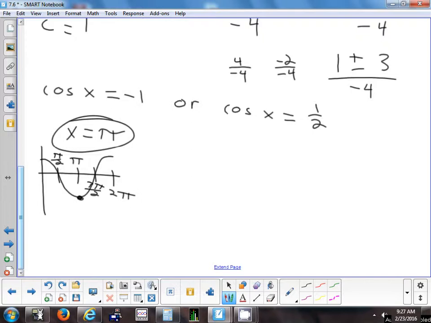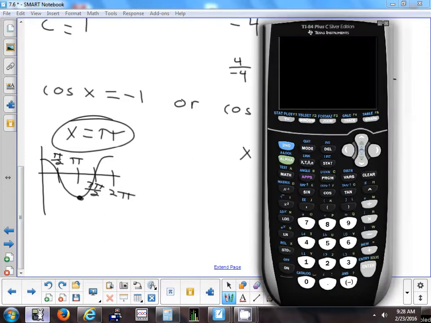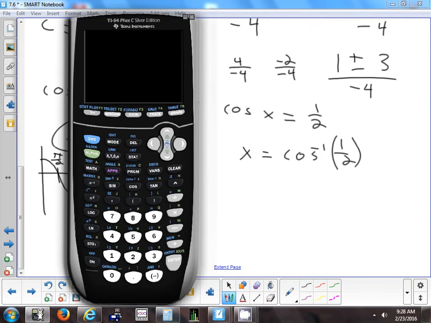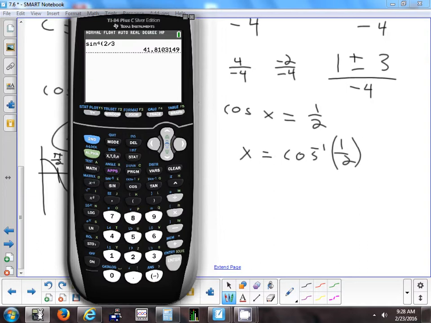Okay, now when it's equal to 1/2, that we got to use our calculator for and see what happens. Jill, how do I get rid of cosine? The inverse. Yeah, inverse cosine. So x is inverse cosine of 1/2. Okay, type that in and see what you got. Okay, I'm in degrees, that's fine. I'm going to do it in degrees. If I need to change it, I'll just change it. 60 degrees.